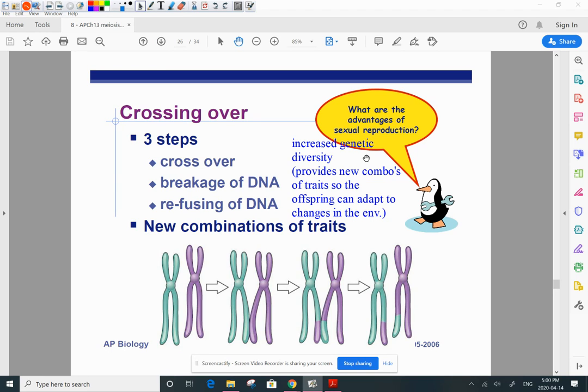So a major advantage of sexual reproduction is diversity. We've mentioned that a lot. I've said those words a lot. Important to know, diversity is important. It's more variability. It's providing new combinations of traits so that the offspring can survive and adapt to changes in its environment.